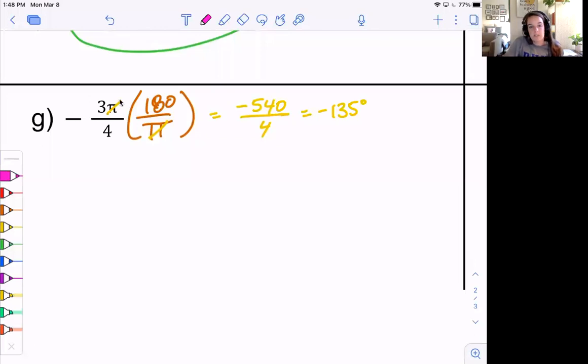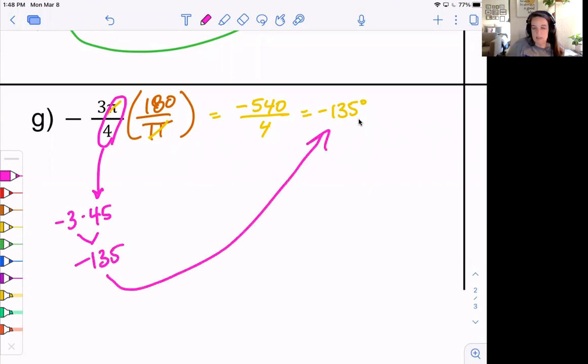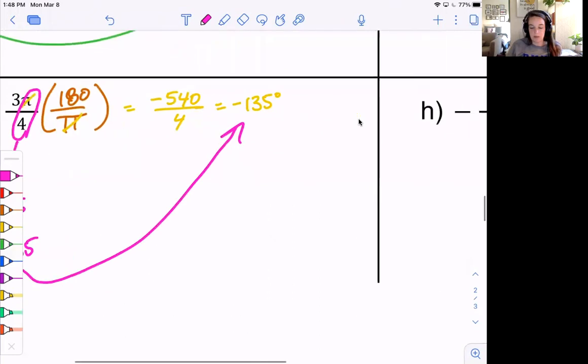All right, so for G, we multiply times 180 over pi. Pi's cancel out right away. 5 times 180 is 540, and then 4 is coming over. That's going to be negative 135. Alternatively, if you know pi over 4 is 45 degrees, then you're just multiplying times that negative 3. And you get negative 135, like we've been practicing earlier today. So you can do it either way. Both will work for you, whichever you like better.